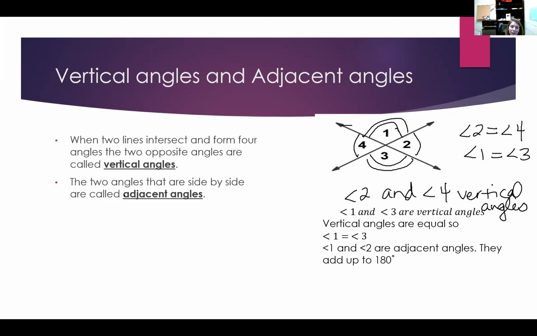Two angles that are side by side are called adjacent. So angle 1 and 2 are adjacent, and that means that they form a straight line. Do you guys see the straight line right here? Okay, that means they add up to give you 180. So a couple more adjacent: angle 1 and angle 4 are adjacent, okay? Angle 4 and angle 3 are adjacent, and angle 2 and angle 3. So these are adjacent, these are adjacent, these are adjacent. That means they all add up to give 180 degrees.